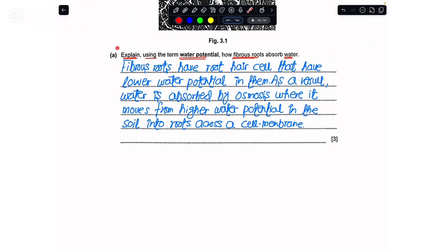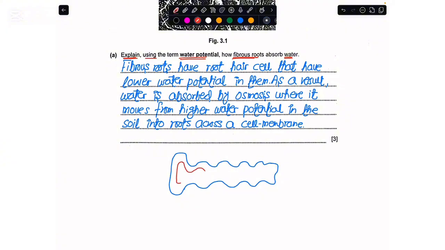For the first part (a), we are required to use the term water potential and tell the examiner how the fibrous roots shown above absorb water molecules. You know very well that roots have tiny cells, which we call root hair cells. The root hair cells have a large vacuole on the inside of them. Here we also have these sausage-shaped organelles.